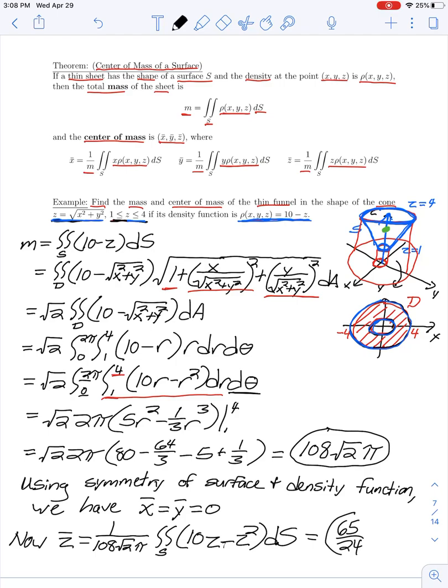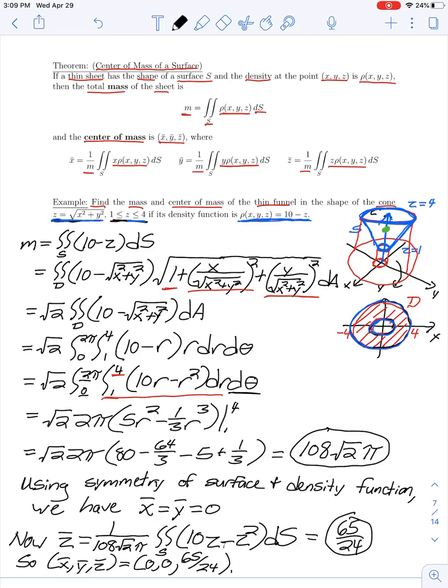So here, our center of mass, x bar, y bar, z bar, is given by the point 0, 0, and 65 over 24. Okay. So in this example, of course, using symmetry, we could find the x and y coordinates for our center of mass were 0. This z coordinate, I just set up the surface integral to give that value for the center of mass, which we could do using work similar to what we did to find the mass.